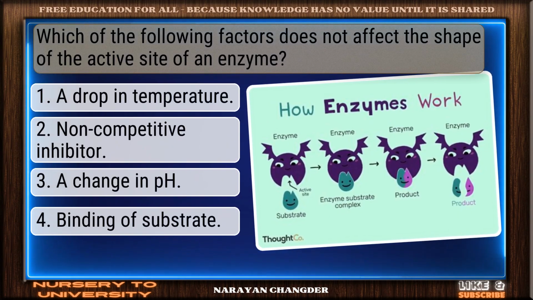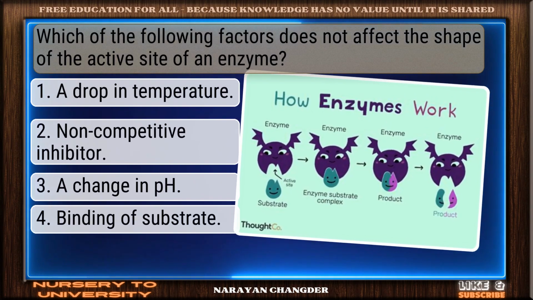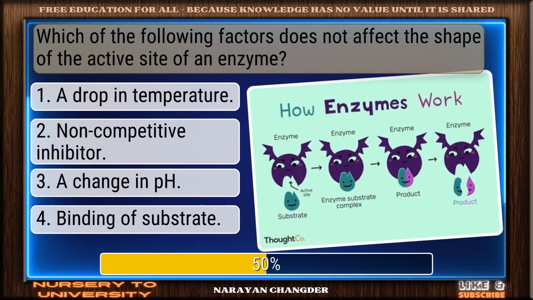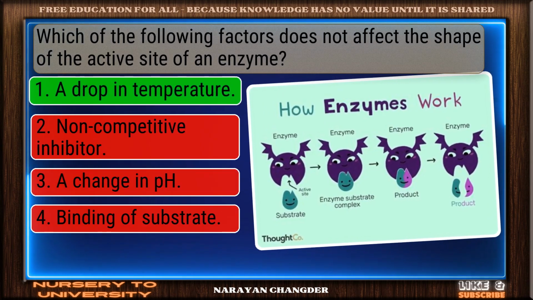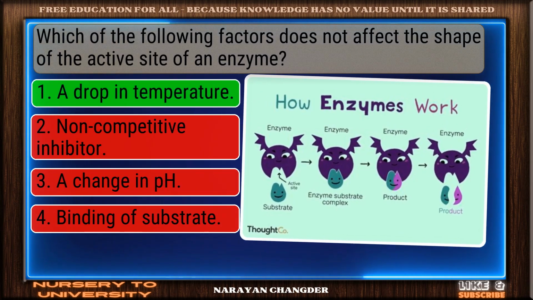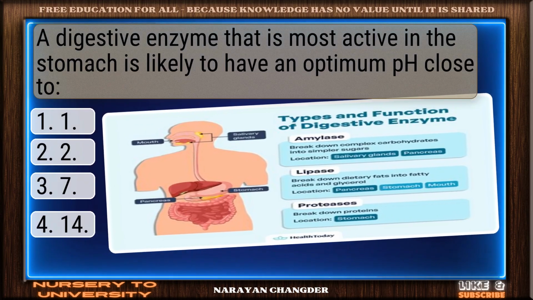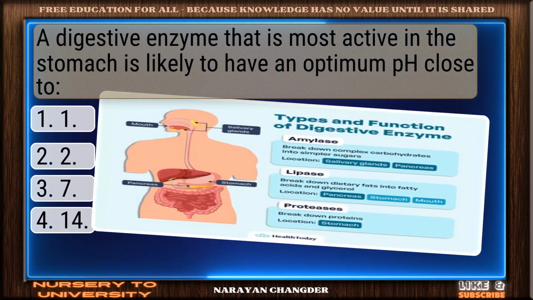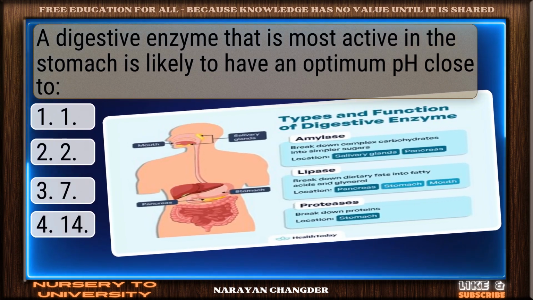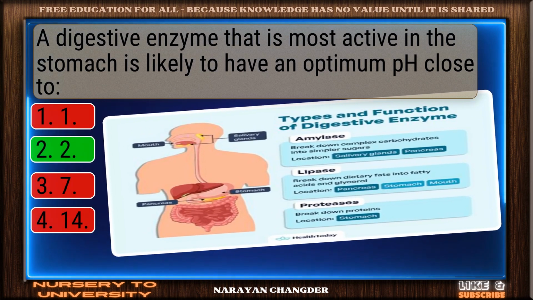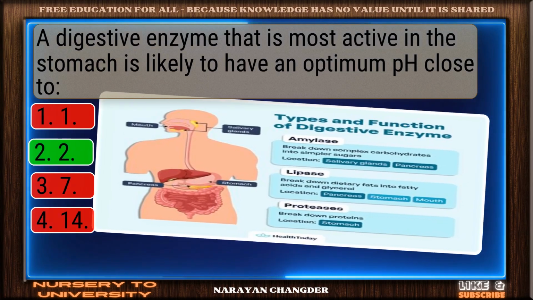Which of the following factors does not affect the shape of the active site of an enzyme? Well, sharp thinking. A drop in temperature is the right choice. A digestive enzyme that is most active in the stomach is likely to have an optimum pH close to. You chose 2, and it is correct.